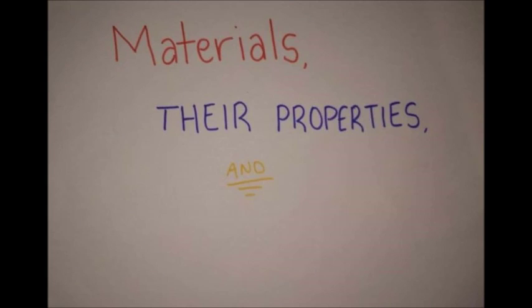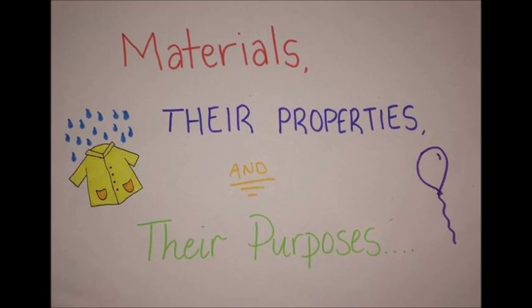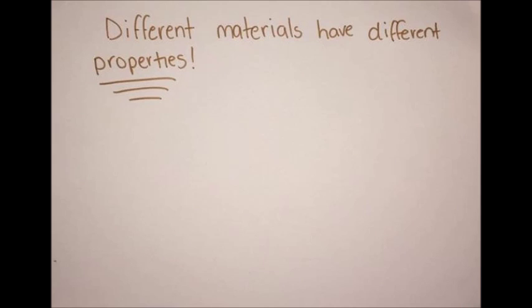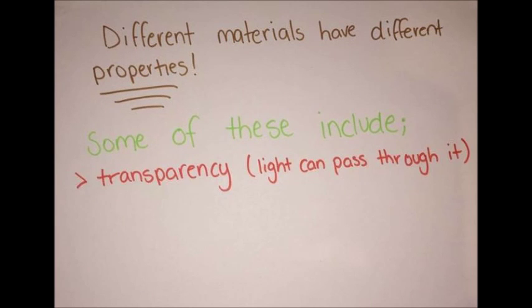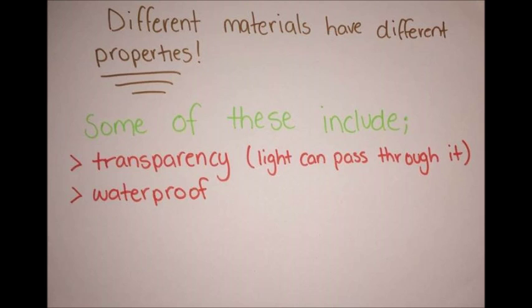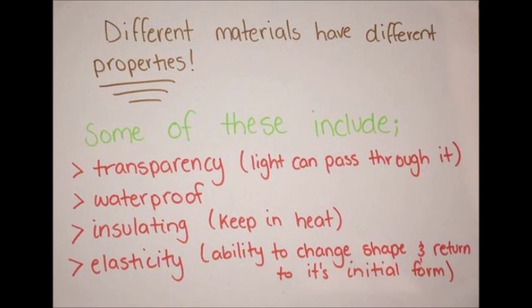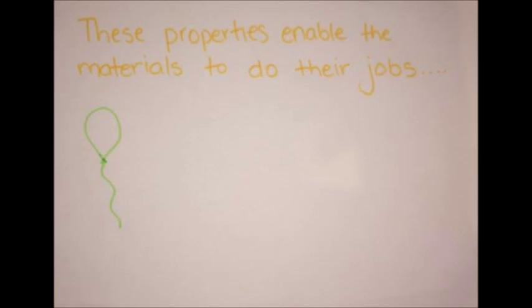Materials, their properties, and their purposes. Different materials have different properties. Some examples of these are transparency, which means light can pass through it, waterproof, insulating, which means it can keep in the heat, and elasticity, where the material can change shape and still return to its original form. These properties enable the materials to do their jobs.